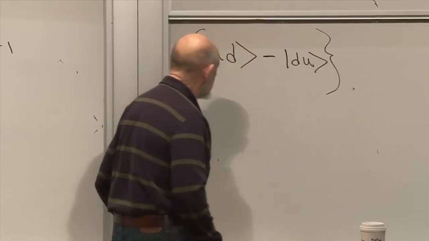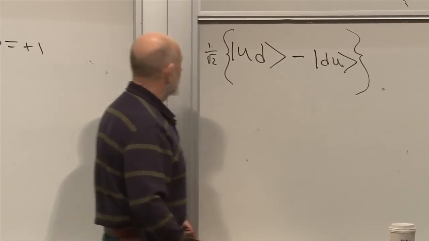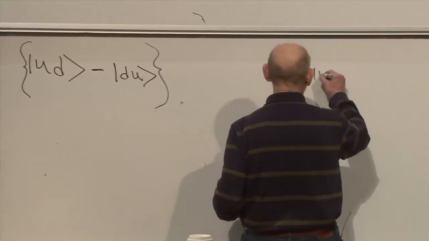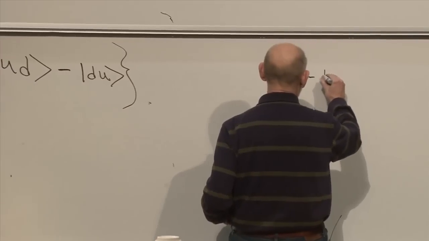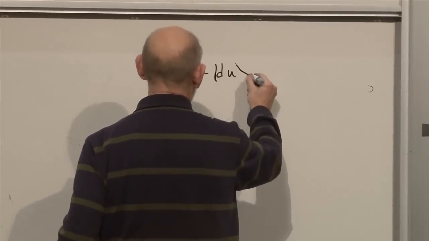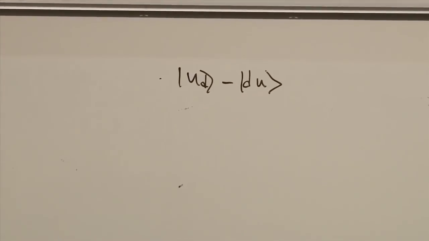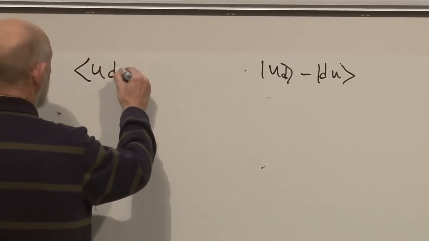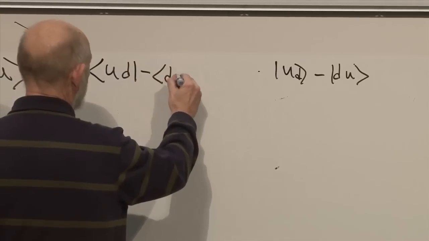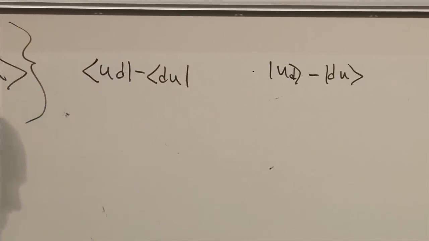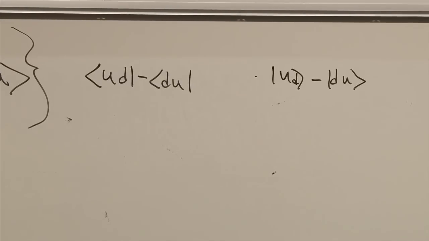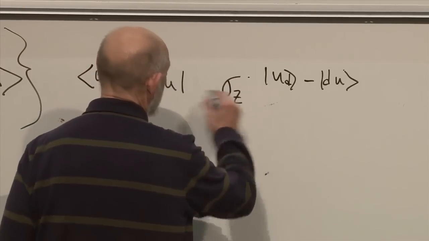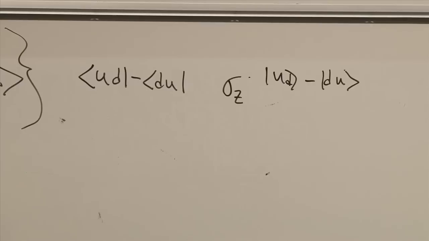We're going to find, and so let's do it. The square root of 2 here is not important. That's not the important thing. We have up, down, minus down, up. We're going to take the expectation value. So that means we have to make a sandwich. The sandwich will have up, down, minus down, up, and in the middle here, we're going to put a sigma. We could do the same with tau. We get the same answer. So let's put sigma z first. Let's put sigma z here and see what we get.